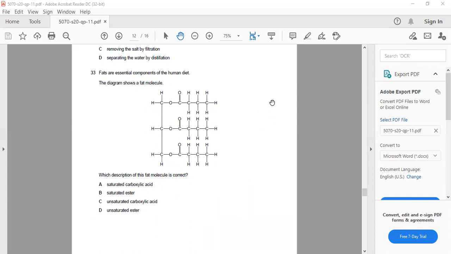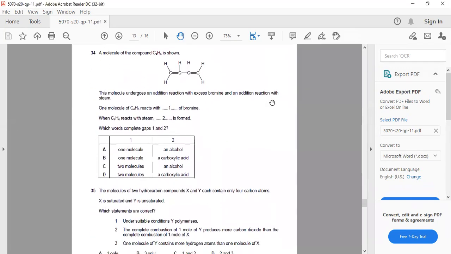Okay. Next, 34th. Two double bonds are there. It's obviously unsaturated. You know the rule before attempting this question: if there is one double bond, you need one mole of bromine. If it is one mole, you need one mole; if it is one molecule, you need one molecule of bromine to react. So here there are two double bonds. It means one molecule of this compound needs two molecules of bromine. Any one of them is correct, C or D.